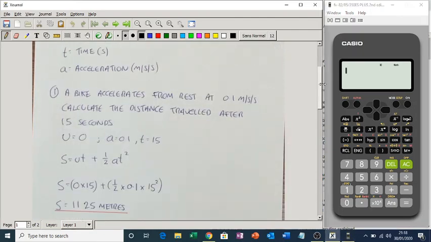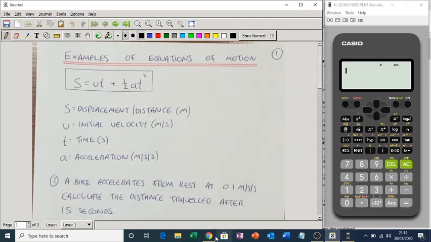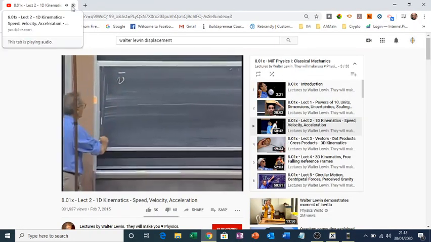Now we will introduce what we call the average velocity. I put a bar over it, that stands for average.